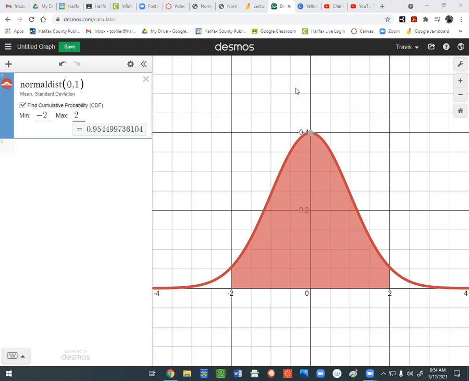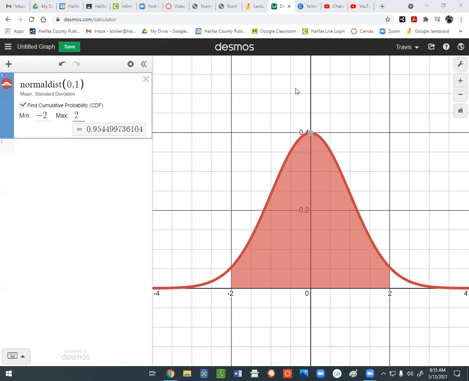0.9545. So the way I would write this as a decimal is with 4 decimal places. I look right here and I have 9545. So this 9 right here is telling this 4 to round up to a 5. So I get this decimal.